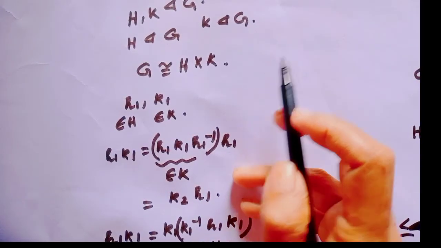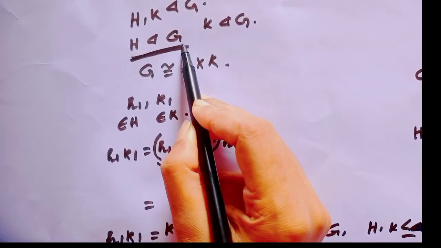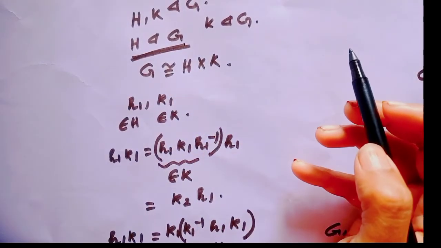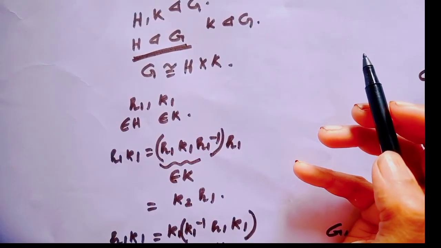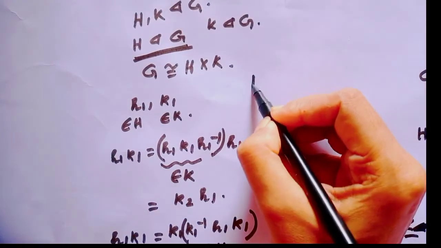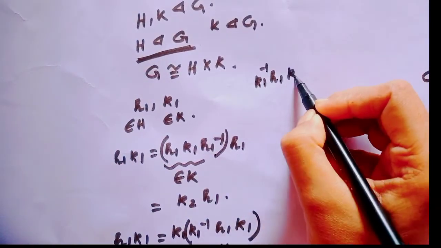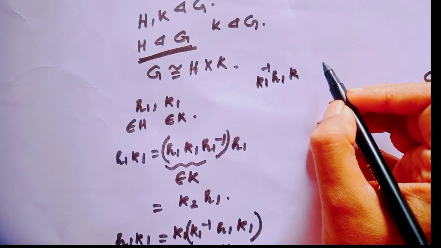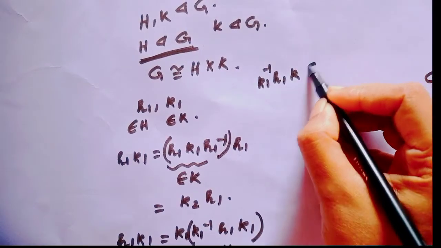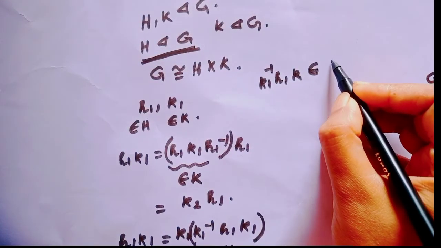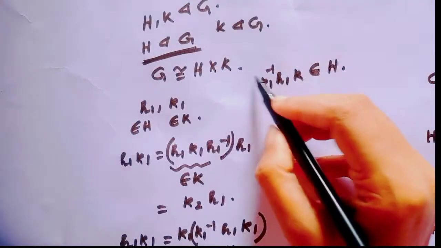But if it is only given that H is a normal subgroup but K is not a normal subgroup of G, then k1 inverse h1 k1 does not guarantee that this is in the subgroup capital H.